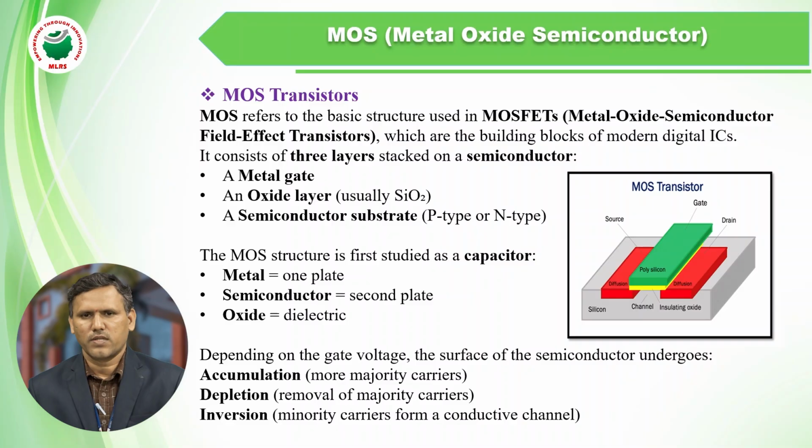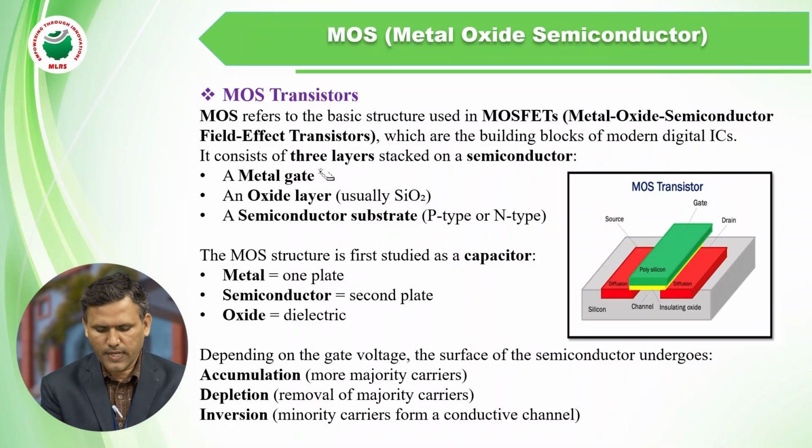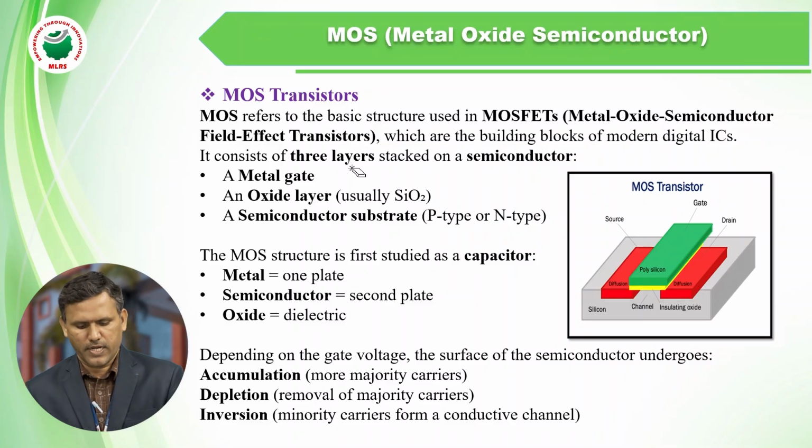Here FETs are of two types, and these FETs are generally considered as MOSFETs, metal oxide semiconductor field effect transistors. The MOS refers to the basic structure used in the MOSFETs, which are building blocks of modern digital ICs. It consists of three layers stacked on the semiconductor.